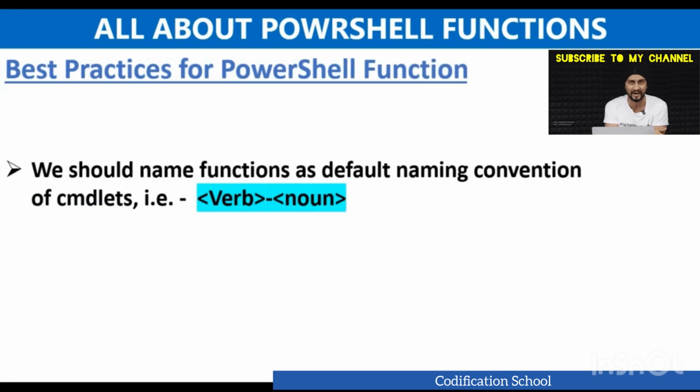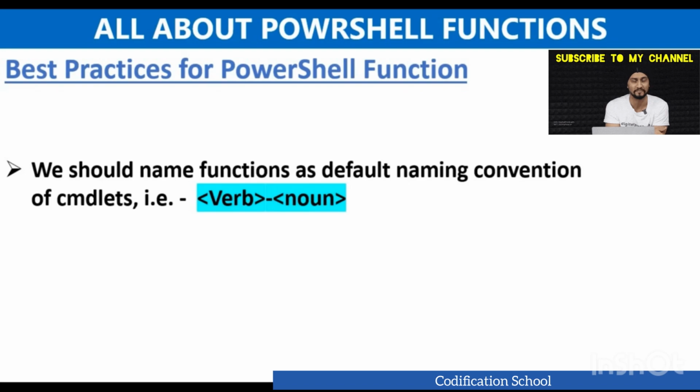As I already told, global scope functions can be used in scripts, in functions and at the command line. Now these are some best practices that we should follow while creating a function. Even if we don't follow these best practices, we can still work with functions, but best practices are always good to follow.